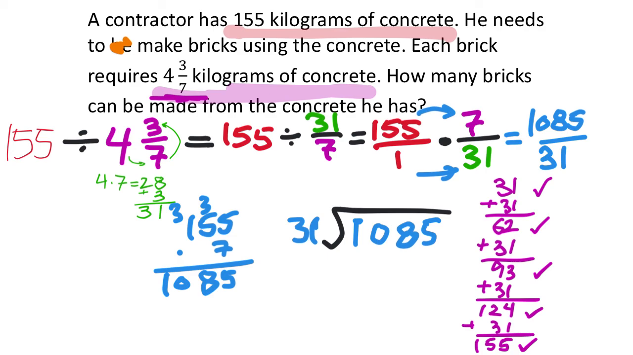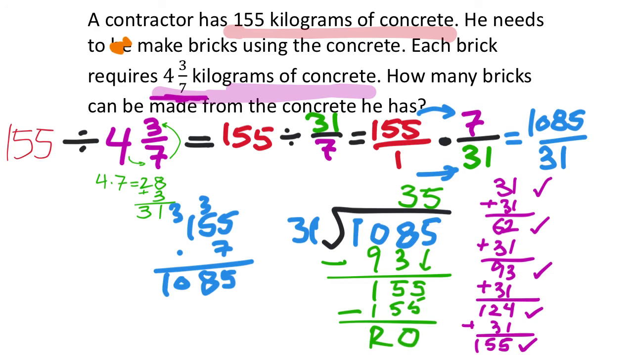Okay. So 31 will not go into 1. It will not go into 10, but it will go into 108. That's the third multiple right there, that 93. So 3 times 31 is 93. I'll subtract that out. 8 minus 3 is 5. 10 minus 9 is 1. So let's drop this 5 here to make that 155. Boom, there it is. That's that 155 there at the bottom. That's the fifth multiple. 5 times 31 is 155. So when I subtract this, we see that the remainder is 0.